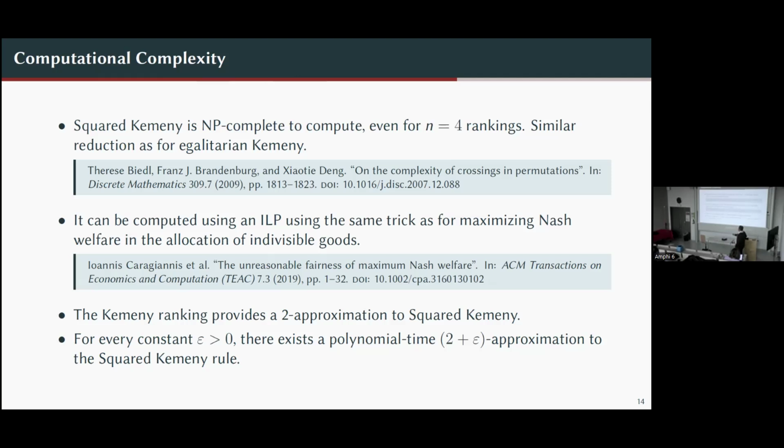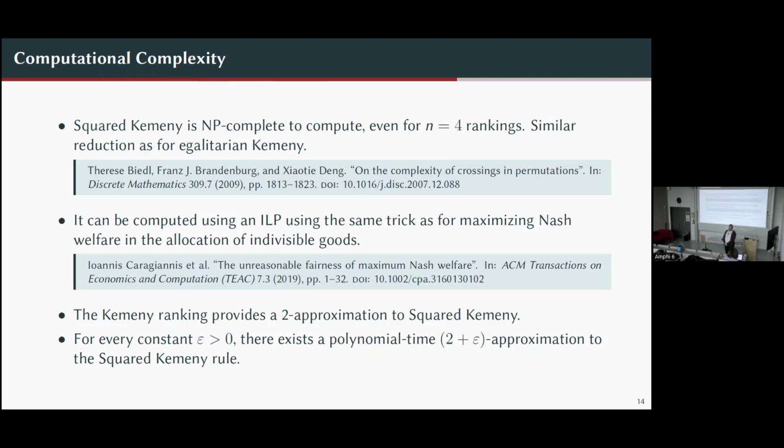But the nice thing is there has been a ton of literature on approximating Kemeny. And so we can turn all of these into 2 times worse approximations to Squared Kemeny. In particular, there's a PTAS for Kemeny. And so we have a kind of 2-approximation PTAS for Squared Kemeny.